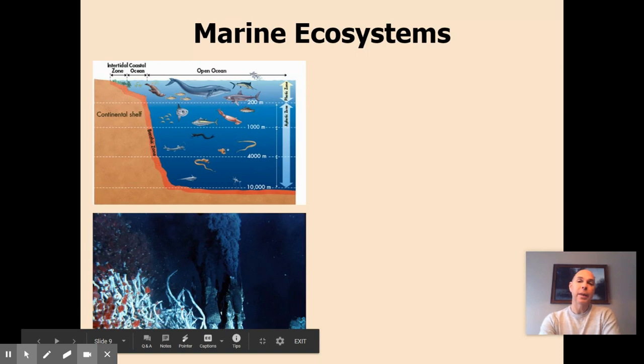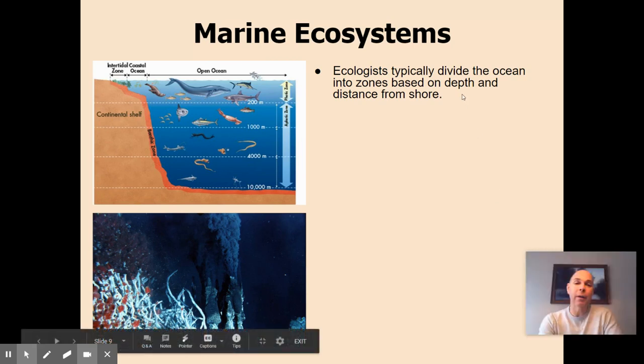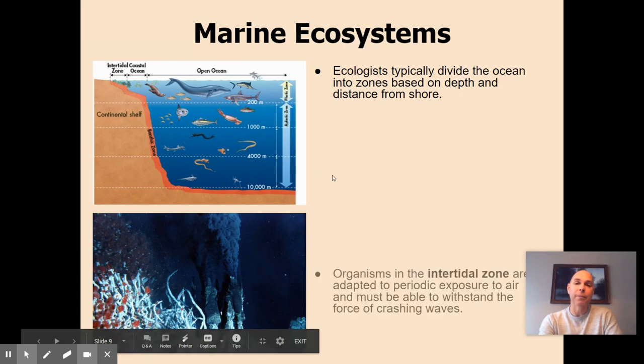And lastly, marine ecosystems. We might know them as the ocean. And typically, as we study the ocean, we can break it into different zones based on the depth of the water and the distance from the shore. Every shoreline is a little bit different, depending on what continent we're looking at, but these zones are still the same. And you can see a picture of those different types of zones here in this top picture.